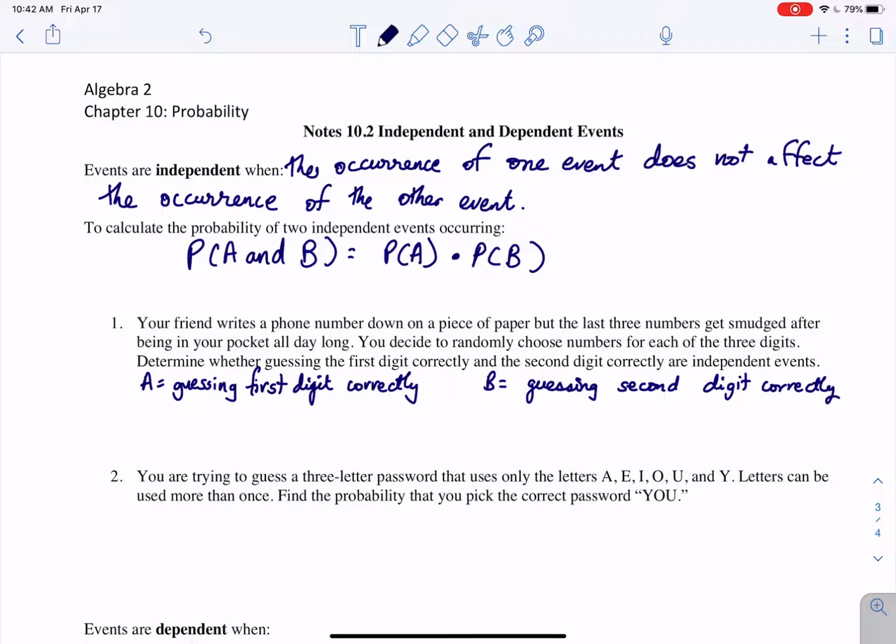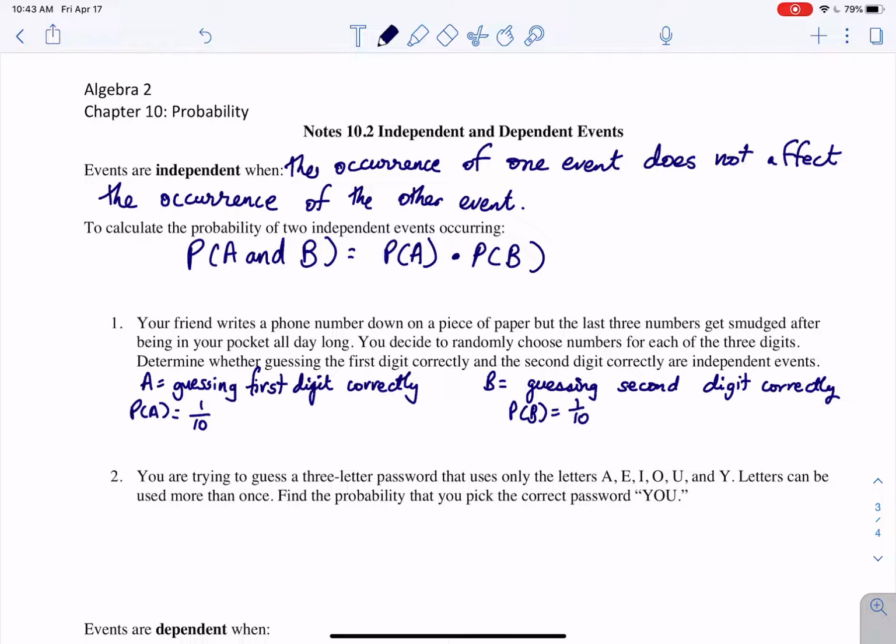So the probability of guessing the first digit correctly, well, any number from 0 to 9 could be that digit. So we have 10 different possibilities, and one of them is correct. So it's 1 out of 10. Guessing the second digit correctly, again, we have 10 different digits. Guessing one of them correct is 1 out of 10.